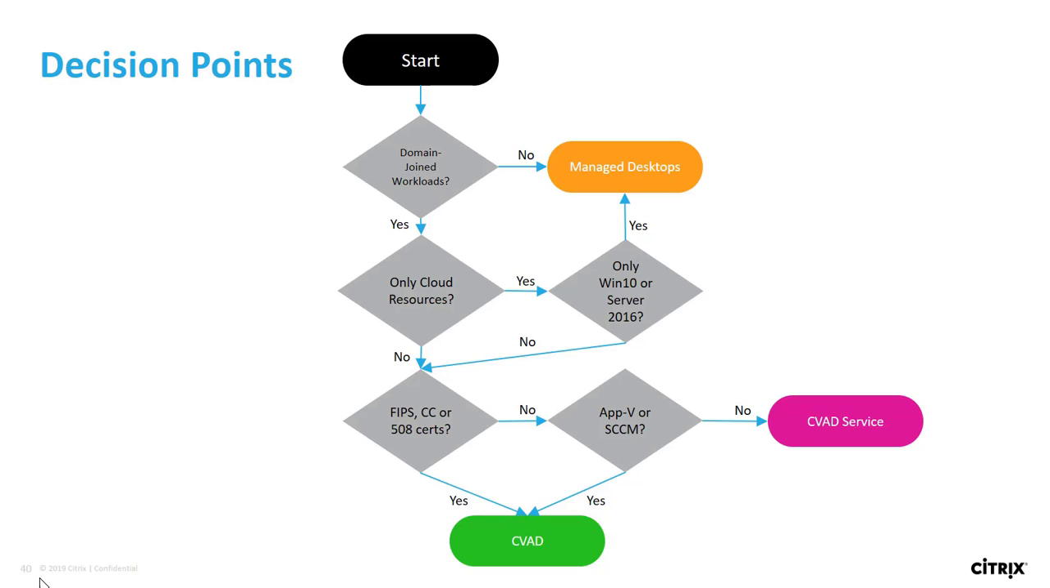The next question that you should ask is whether you are working with only cloud resources. If yes, and these are only Windows 10 or Server 2016 VMs, then Managed Desktops is again the option for you. If the answer to either of those questions was a no, then we need to see if the deployment that we have has any specific compliance requirements. If yes, then the Citrix Virtual Apps and Desktop on-premises is the solution.